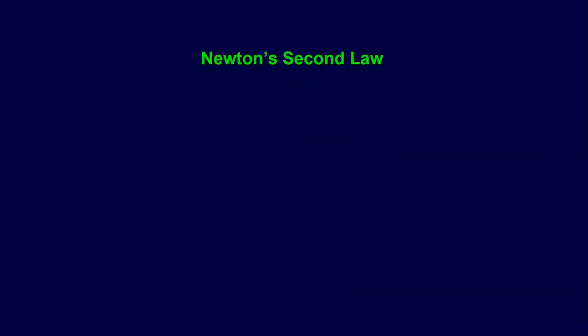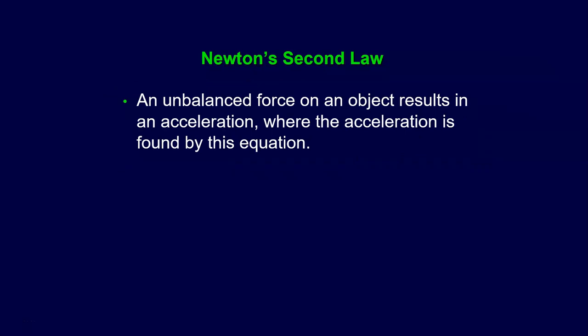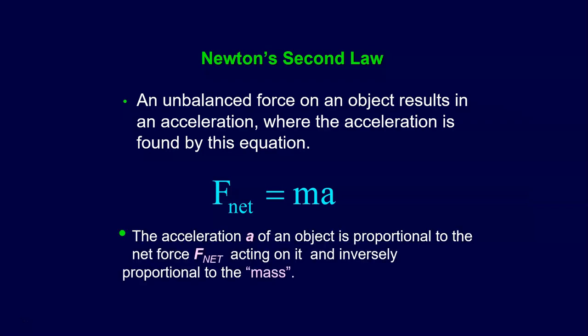Okay. So Newton's second law, which is related: an unbalanced force on an object results in an acceleration, where the acceleration is found by this equation. And so this is probably something you've seen before. So I'm going to call it, start out, the net force. The net force is going to be equal to the mass times the acceleration. And the acceleration a of an object is proportional to the net force, F net, acting on it, and inversely proportional to what we call the mass of the object. This is Newton's second law.